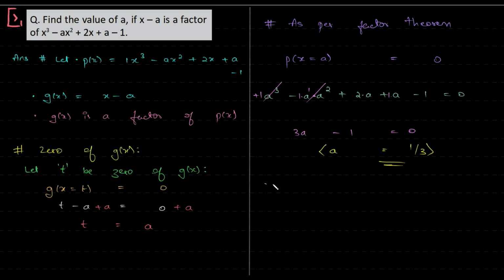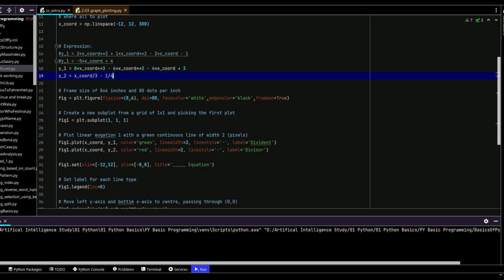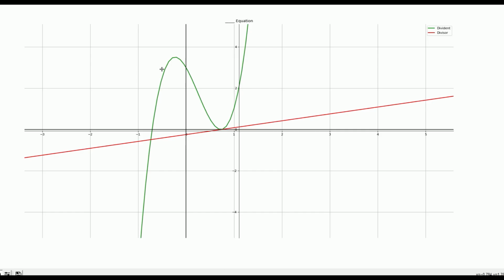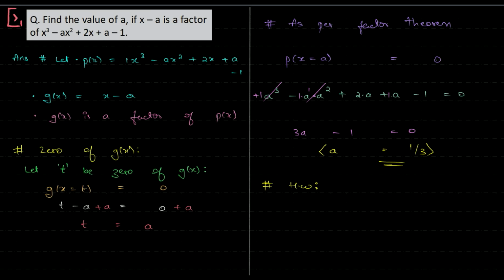What you should be doing for yourself, your homework, is to substitute 1 by 3 in all of these places, simplify this, and get into an expression wherein things look decent. Go to your code, in y1 and y2 change the expressions, and when you execute, your graph should look like this. What I mean is the divisor and the dividend will cross the same x-axis point. They'll touch on the x-axis. You have to observe that. Graph is your homework.